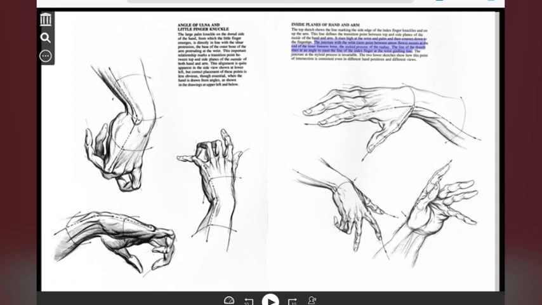The line of the thumb rises at an angle to meet the line of the index finger at the wrist girdling line. The juncture at the styloid process is invariable. The two lower sketches show how this point of intersection is consistent, even in different hand positions, in different views.